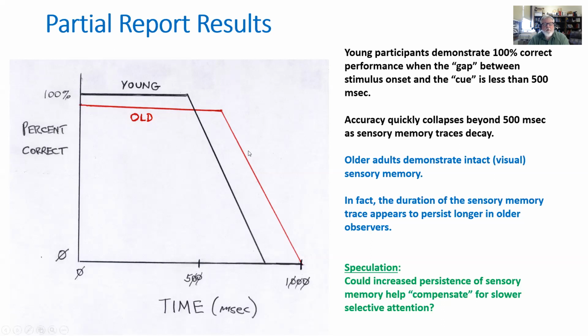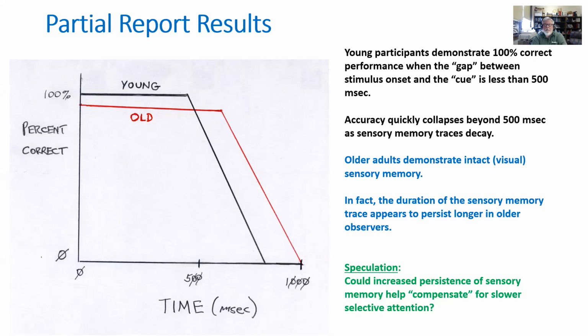We can see, number one, in the red curve, that old people can do this partial report test just about as well as young people can, but very interestingly, they actually seem to have information persist in their visual sensory memory buffer for about 20% longer, a full 100 milliseconds longer. So what might this mean? Well, first of all, what these results demonstrate is that older people have a relatively intact visual sensory memory, that their visual sensory memory of anything is a bit longer. And there's some speculation that this could actually provide a bit of a compensatory mechanism for slower selective attention processes.